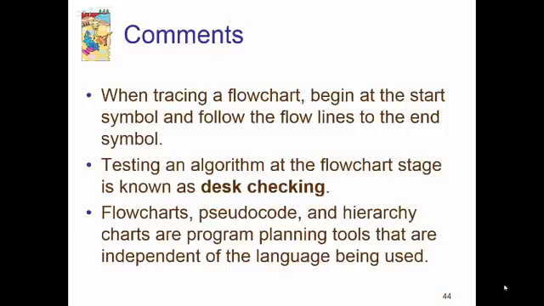So when we're tracing a flowchart, we want to begin at the start symbol and then go all the way to the end symbol. When we're testing an algorithm at the flowchart stage, this is known as desk checking. We haven't actually written the program, we haven't actually coded anything, we're just checking it to make sure it's doing what we expect it to do before we put it into our programming language.